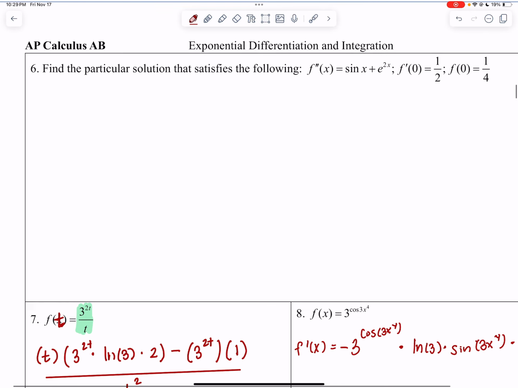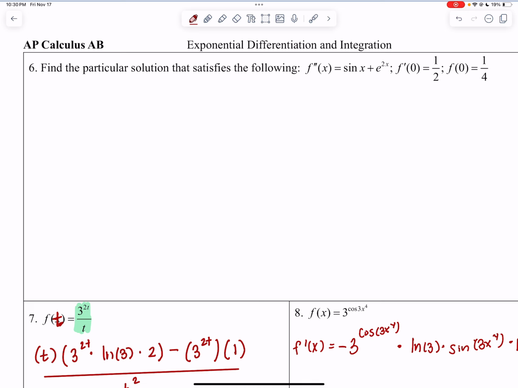All right, for number 6, we want to find the particular solution that satisfies f double prime of x equals sine x plus e to the 2x, and we have that f prime of 0 is 1/2 and f of 0 is 1/4. So the first thing that we're going to do is take the antiderivative of f double prime of x to get f prime of x.